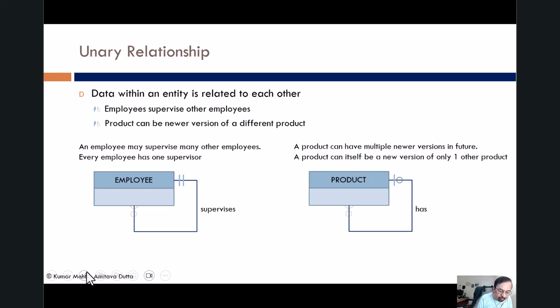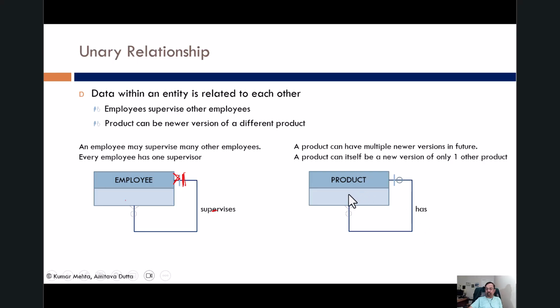Let me see if I can pick up the pen here. If that's the case, then the picture would look like this. One employee is supervised by at least 1 and at most many employees. That's what the picture would look like. So this was an example of a unary relationship.